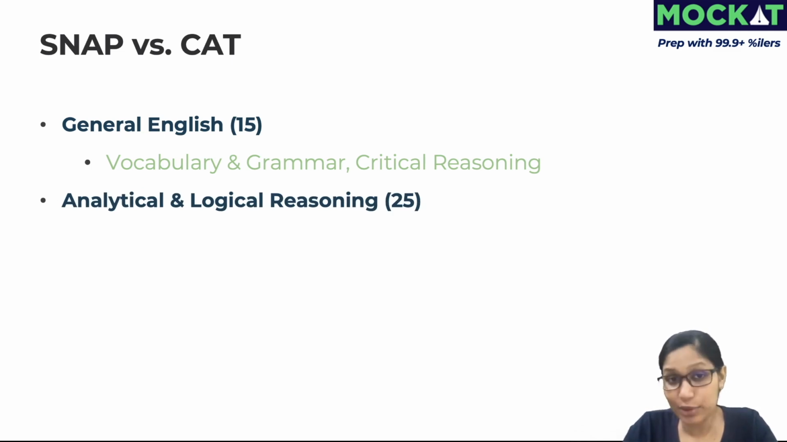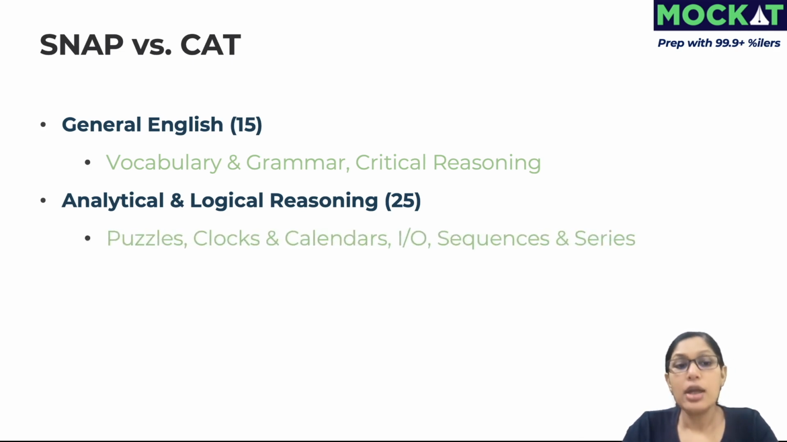The LR side, you definitely need to put in the practice here because we're going to have 25 questions. These are typically singlet questions or maybe sets of two. What you can expect over and above things like matching and ranking and blood relations and all of that, you can get puzzles, clocks and calendar questions, sequences or input output types of questions. So these are the ones which you can definitely look to practice.